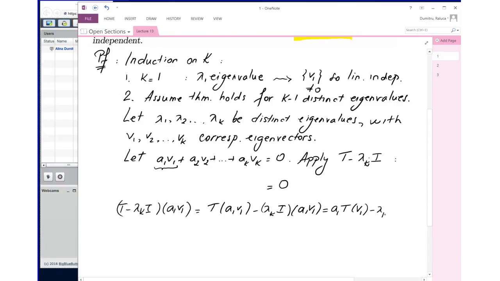And lambda k is just a number. I'm just going to pull it out. And then identity of anything gives you that anything. So lambda k, a1, v1.